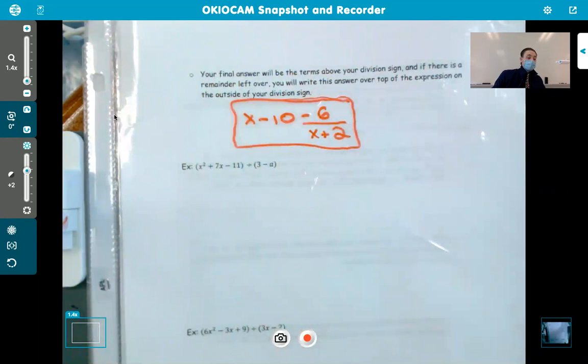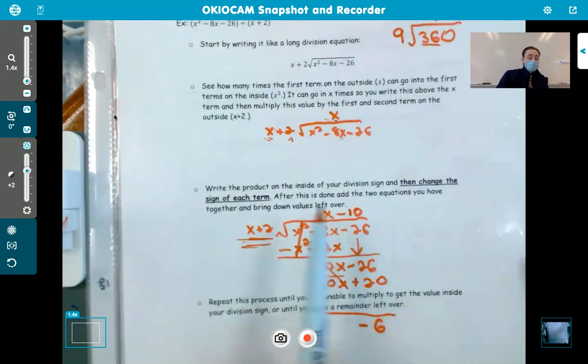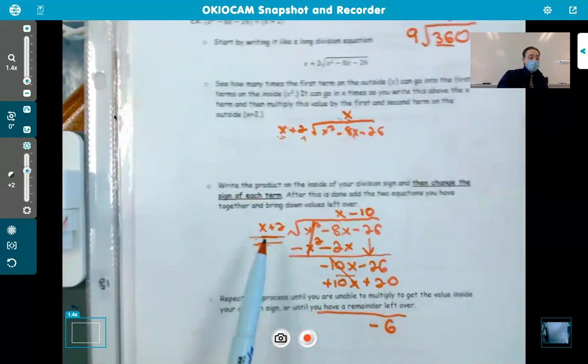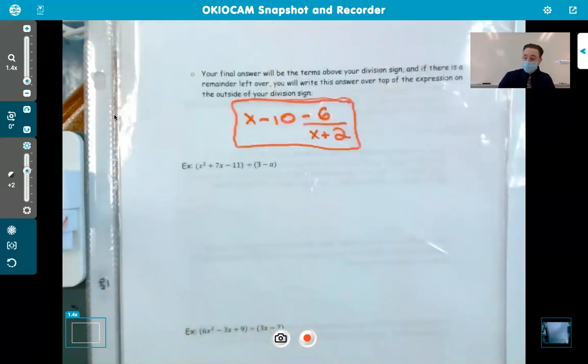Okay. You take what was written on top of your division sign, what allowed you to say, okay, x plus 2 goes into x squared minus 8x minus 26 evenly. And then whatever the remainder is, you write that over the term on the outside. So this is your final answer. Okay. Any questions about that first example with polynomial long division?